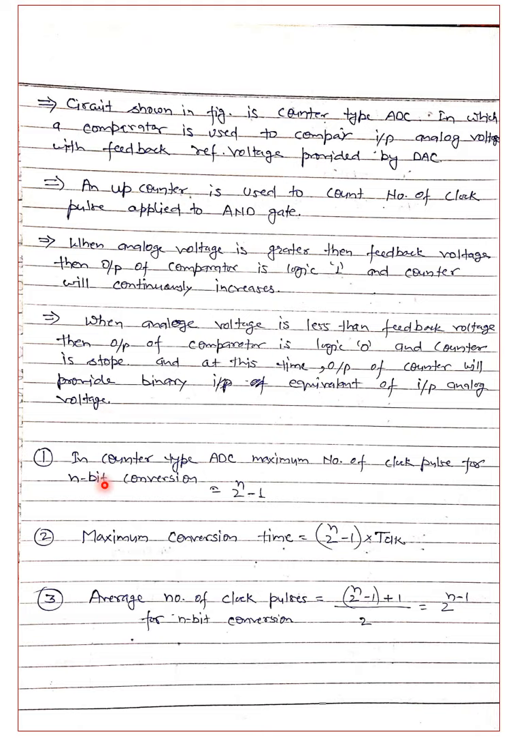So here are some terms that you have to remember. In counter type ADC, the maximum number of clock pulses for n-bit conversion is equal to 2 raised to power n minus 1. Maximum conversion time, you can calculate as the number of clock pulses into the time period of 1 clock pulse. So 2 raised to power n minus 1, into T clock. Average number of clock pulses, you can calculate as (2 raised to power n minus 1, plus 1) divided by 2, which comes out to 2 raised to power n minus 1.